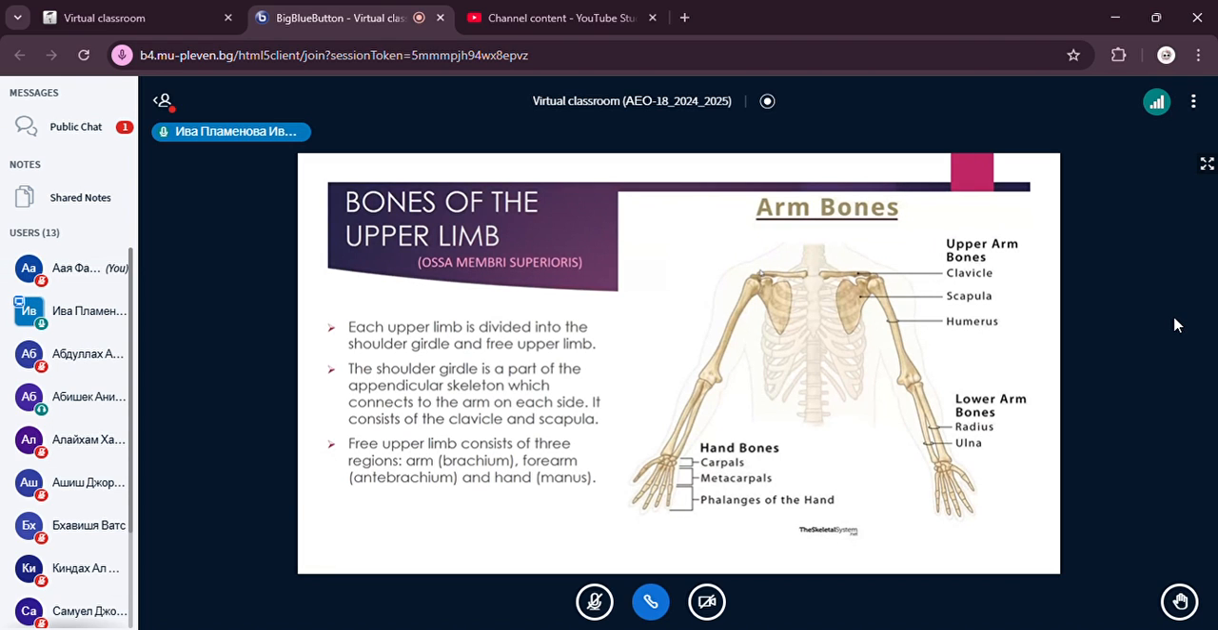Okay, so each upper limb is divided into the shoulder girdle here and free upper limb. Of course, the shoulder girdle consists of the clavicle and scapula. The free upper limb consists of three regions. We have arm, or in Latin brachium, the forearm or antebrachium, and hand, or in Latin manus.